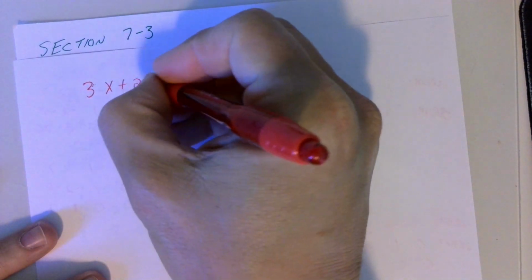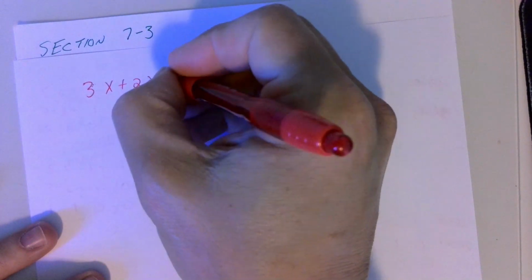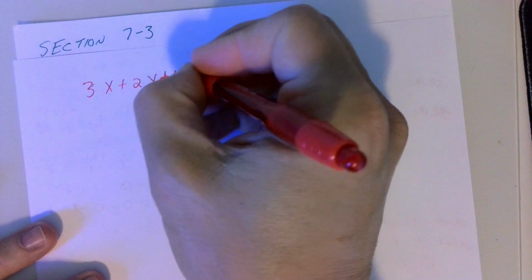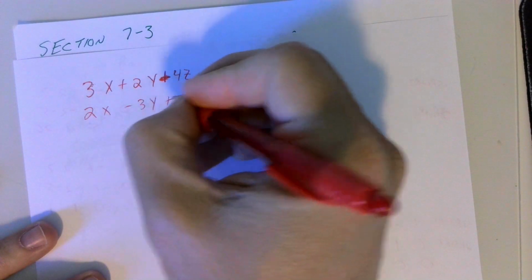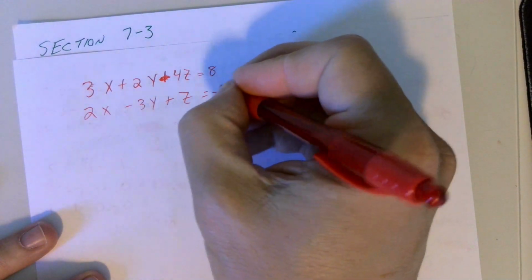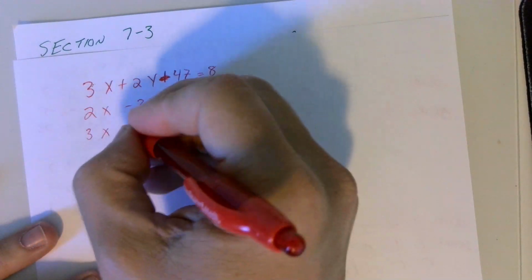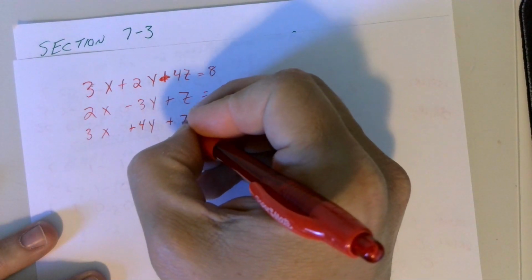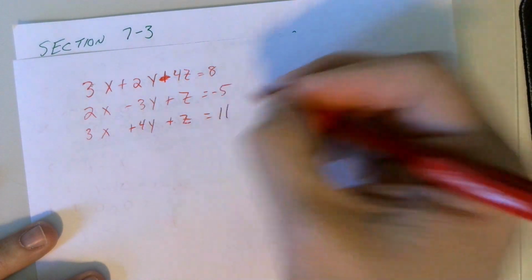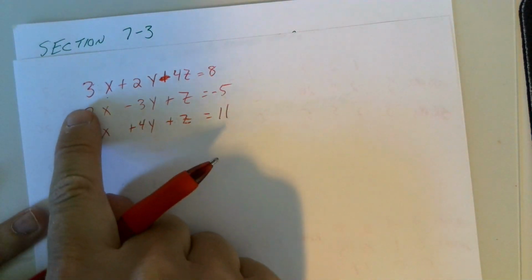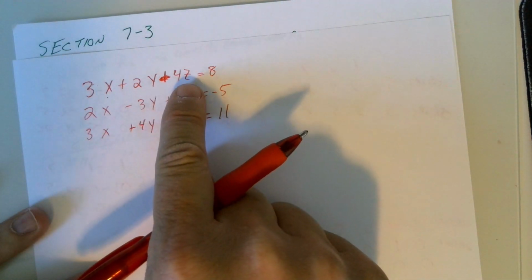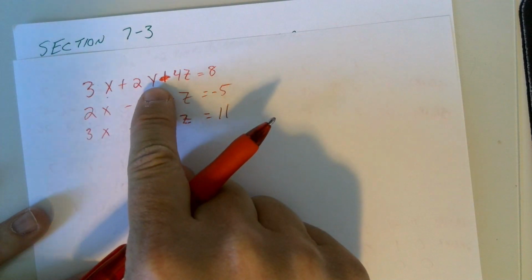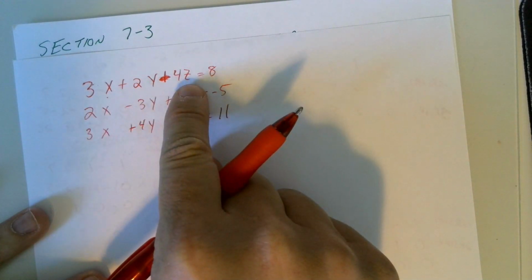So I'm just going to make up a crazy equation right now. 3x plus 2y, no, let's put an extra one on here, plus 4z equals 8, and 2x minus 3y plus z equals negative 5, and 3x plus 4y plus z equals 11. And technically, if I have three variables, I think we've talked about this before, two variables would make a line on a coordinate axis system, three variables would make a plane.